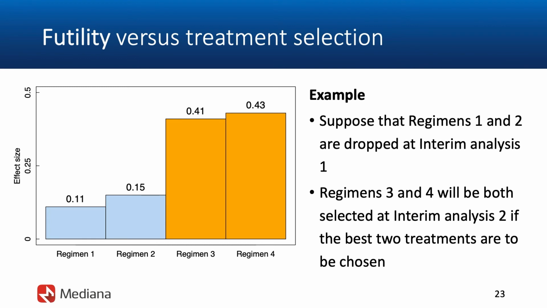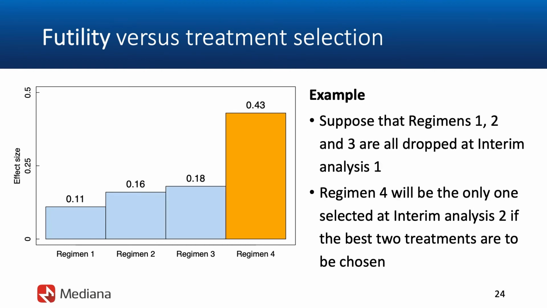It will also be helpful to discuss the relationship between futility assessments and treatment selection. In this case, assuming rule number 2, we're going to suppose that regimens 1 and 2 are dropped at the interim analysis because their effect sizes were quite small. They did not look very promising at that time. And in that case, regimens 3 and 4 will both be selected at the second interim analysis if the best two treatments are to be chosen. However, if it turns out that the first 3 regimens were dropped at the first interim analysis and the sponsor is still interested in applying a treatment selection rule that always identifies the 2 best treatments, that rule will have to be modified given the outcomes of the first interim analysis, and in this case only one regimen, regimen number 4, will be selected for the final assessment.